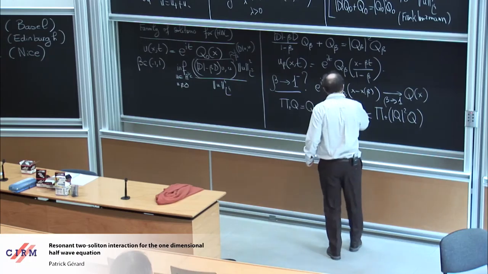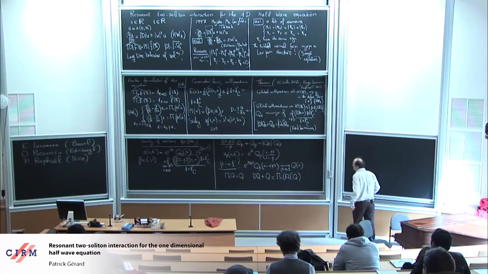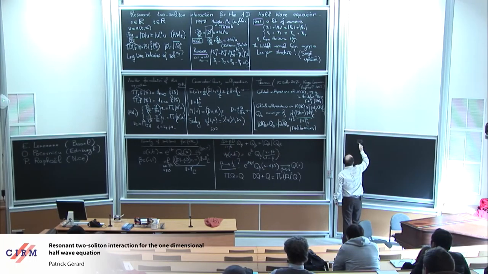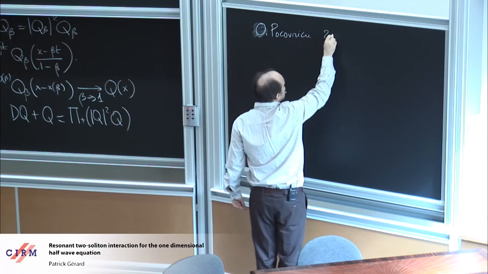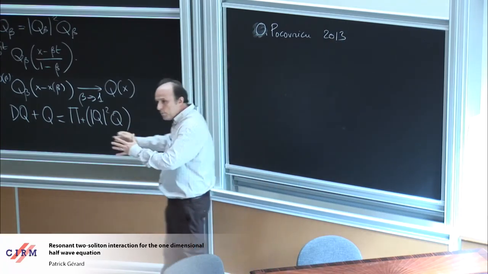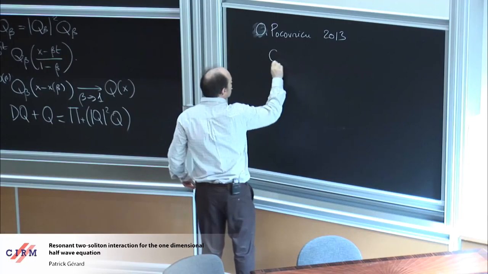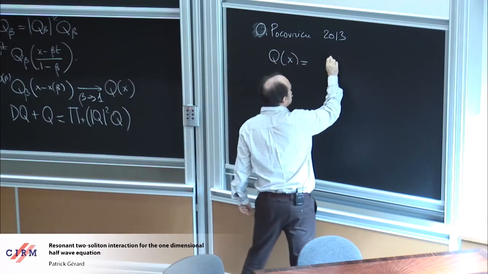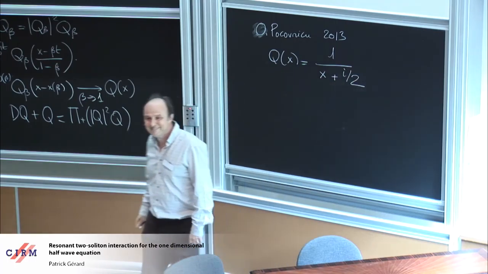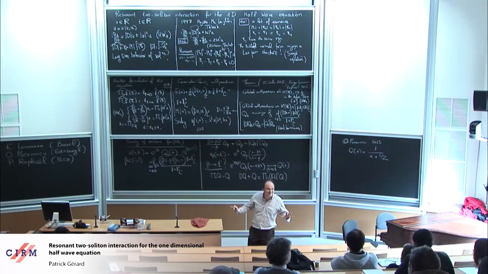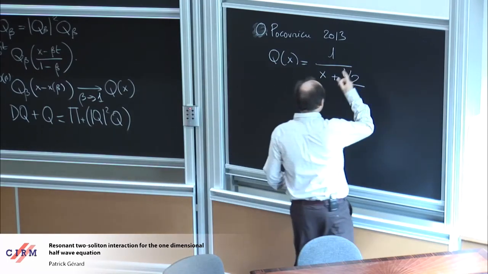So in that case, you can see that this equation, this function, well, it was studied completely by Oana Pocovnicu in her thesis, and it turns out that up to translation and multiplication by a complex number of modulus 1, Q of x is completely understood. It's 1 over (x plus i over 2). Just this, okay? So it's a very nice theorem that she published in Analysis & PDE.